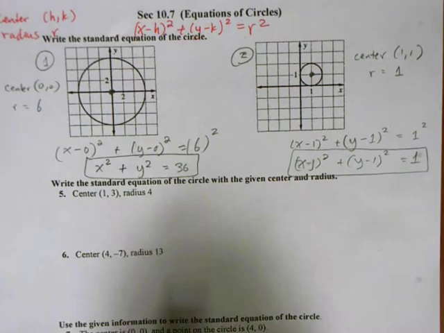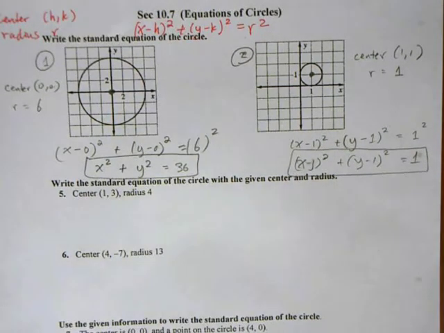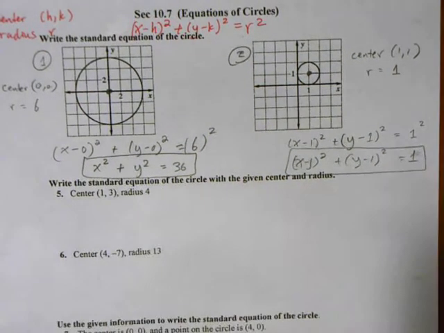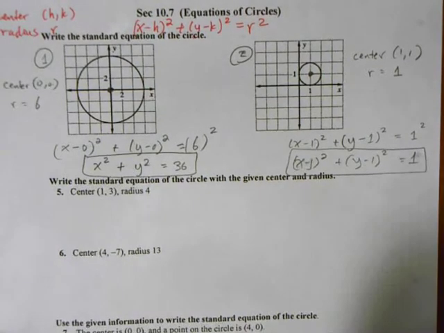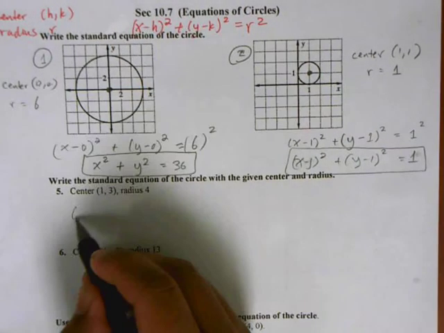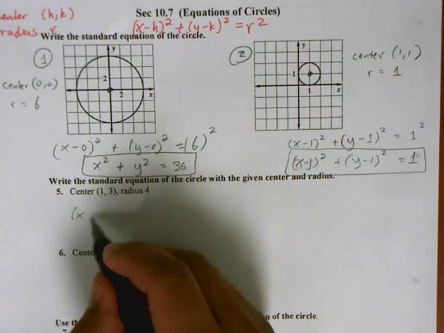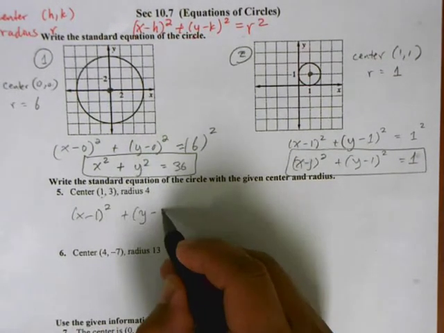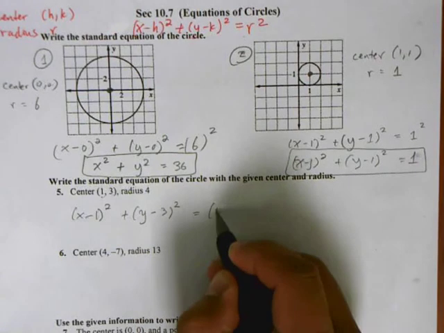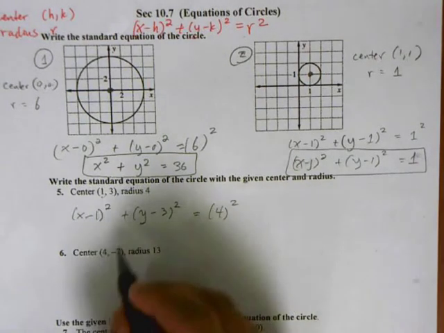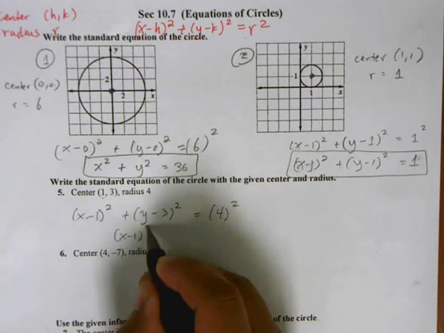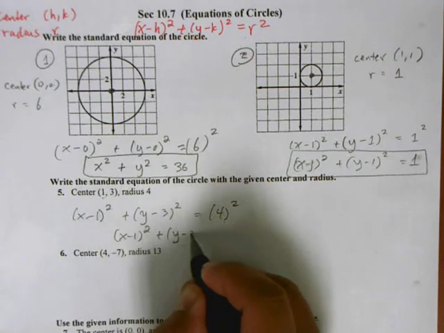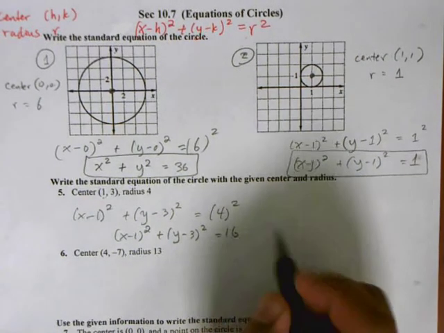Let's look at number 5 now. These examples use something a little bit different. Instead of giving you the picture, they just give you the center and the radius, which I think makes it even easier. Write the standard equation of the circle with the given center and radius. So we use the same thing again. (x minus h), in this case it's 1, squared, plus (y minus k), which is 3, squared, equals the radius squared. So that gives me the equation (x minus 1) squared plus (y minus 3) squared equals 16.